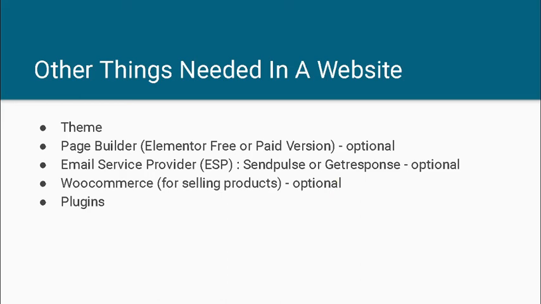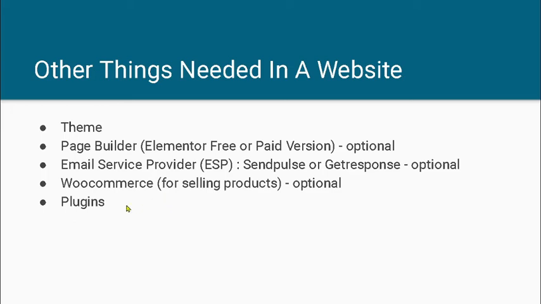Next is WooCommerce. If you're selling products, you can sell digital or physical products. You can use WooCommerce. Just install it on your WordPress website.